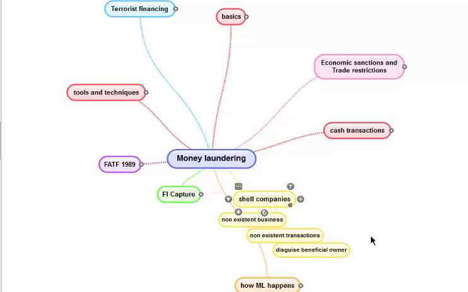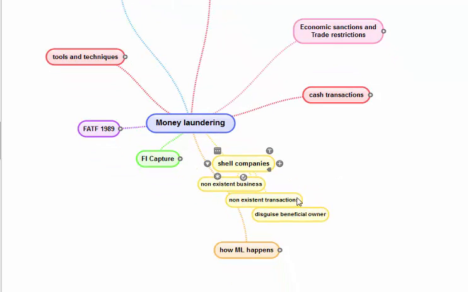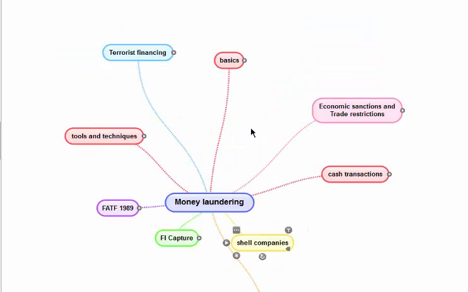How are shell companies used? Shell companies are either a non-existent business or a non-existent transaction, or used to disguise a beneficial owner. The company will be there, but once you try to reach the ultimate beneficial owner, you will not be able to reach anybody, or there will be no genuine transactions in the shell company.